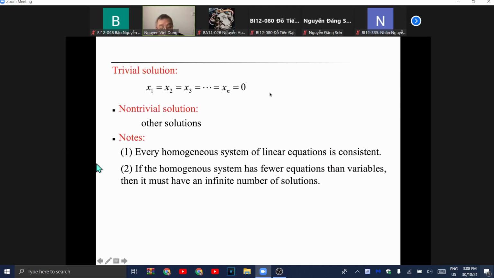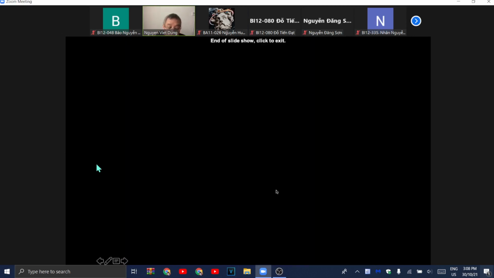And obviously, we need to find out whether a homogeneous system of linear equations has a non-trivial solution or not. Because it always has a trivial solution, we say every homogeneous system of linear equations is consistent. And in case the homogeneous system has fewer equations than variables, it must have infinitely many solutions. That is what we studied last week. And today we continue with lecture number 2.